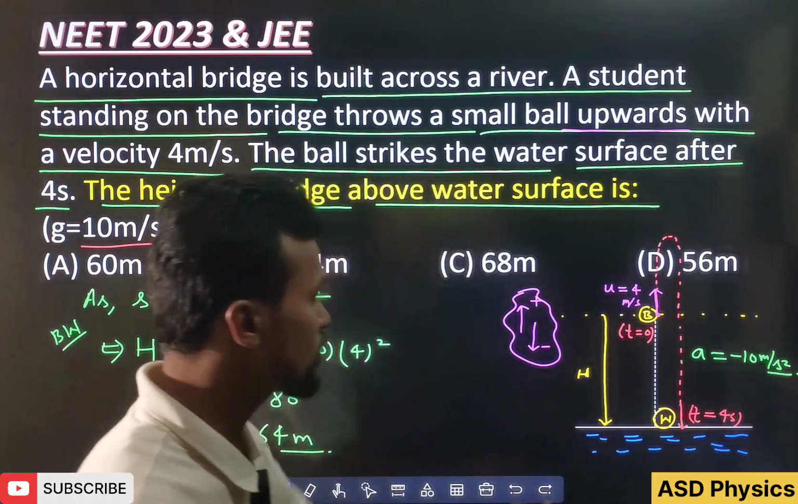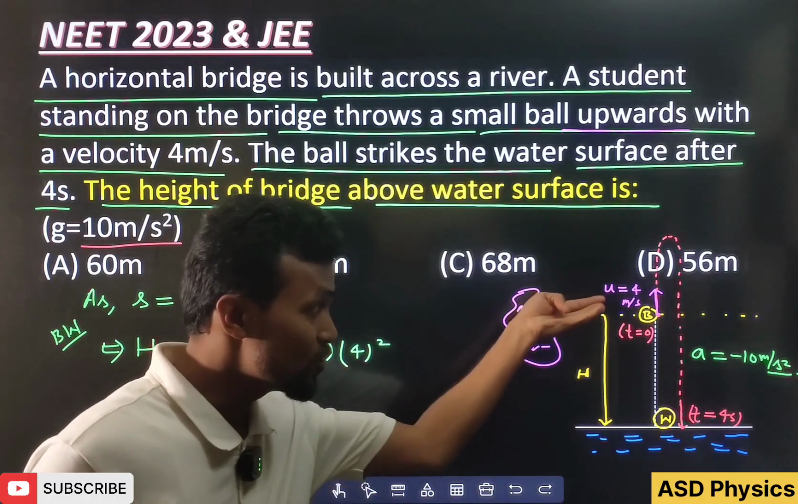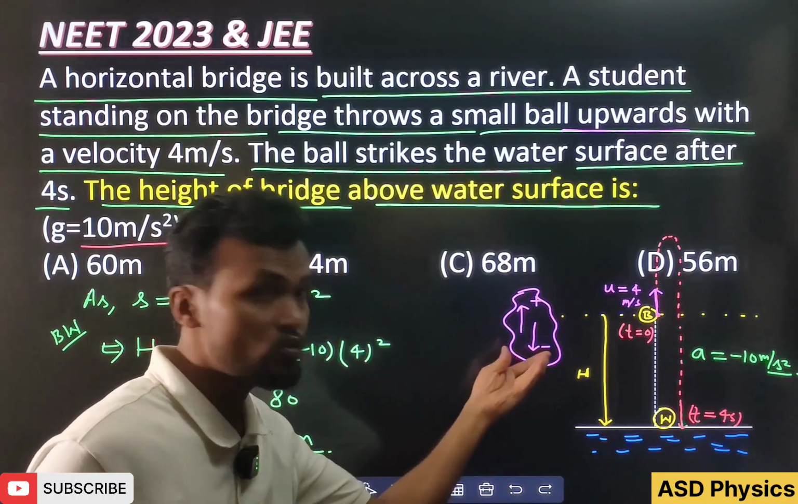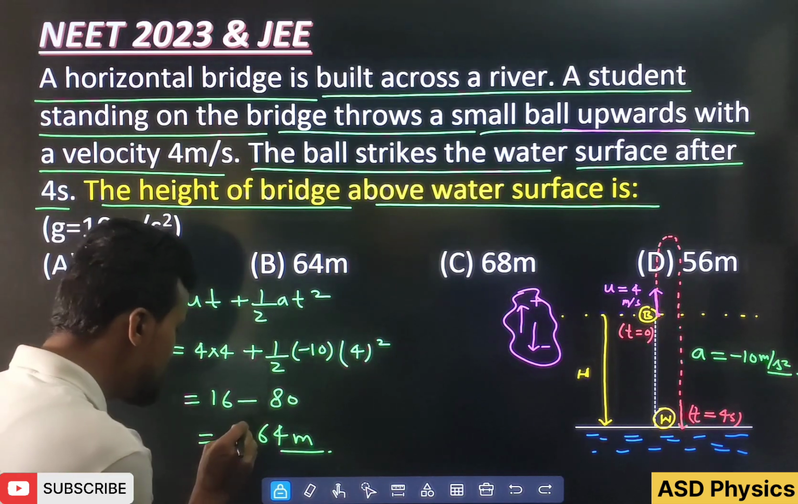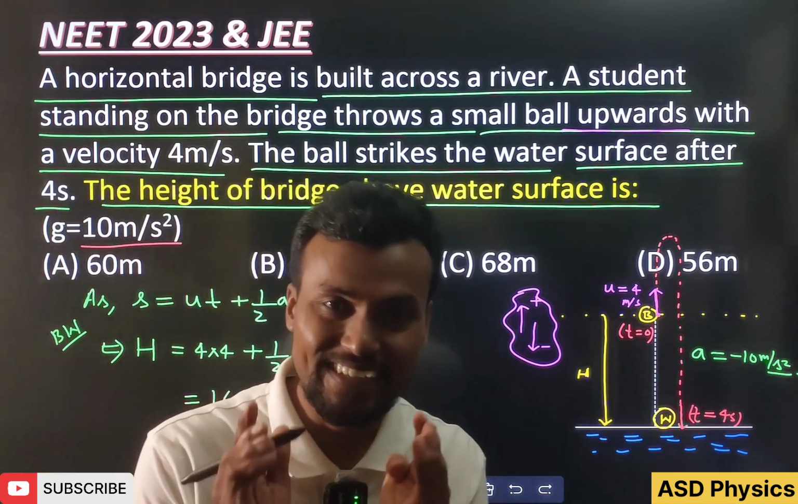But why is the minus coming? Because, see, h is downward. See the arrow? h is the displacement. From the initial to the final point, downward is negative. That's why this minus is indicating the direction. What is the minus indicating? The minus is indicating the direction.